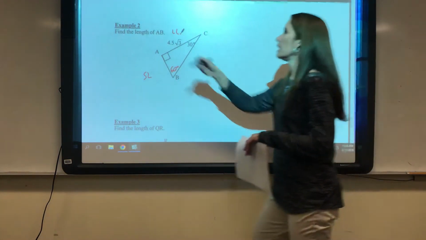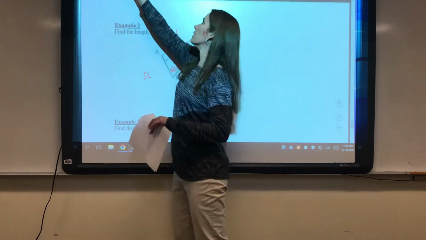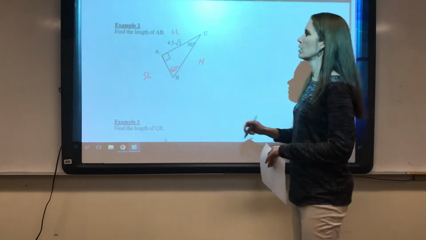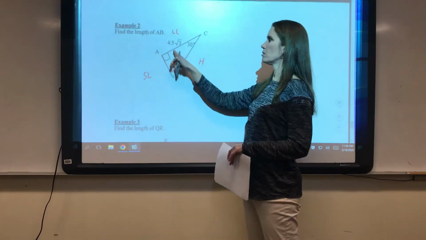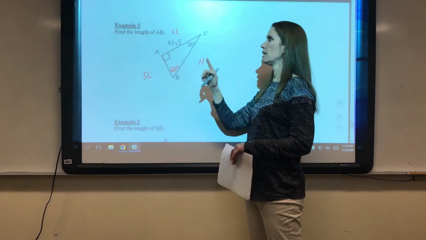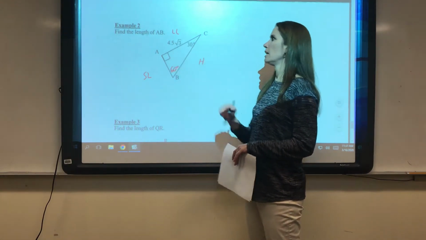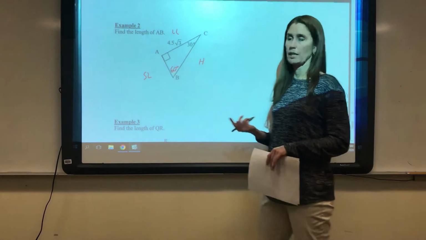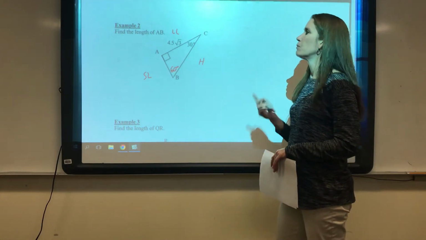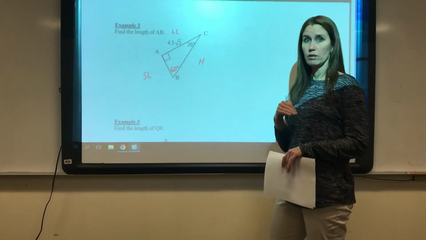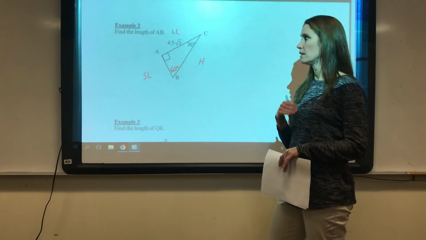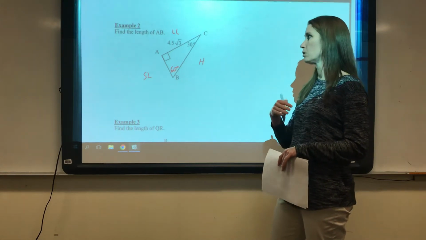From there, I can look at it and think, okay, this time what's across from the 60 is my long leg, and I know my long leg, and I'm trying to figure out what my short leg is. So I'm going to try to get a smaller number, so I therefore need to divide. What do I divide by? It's square root of 3.